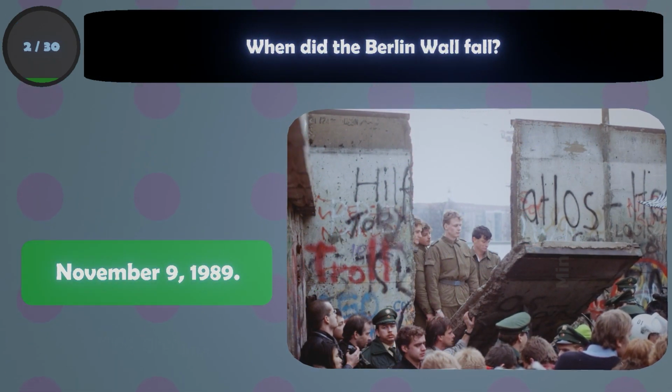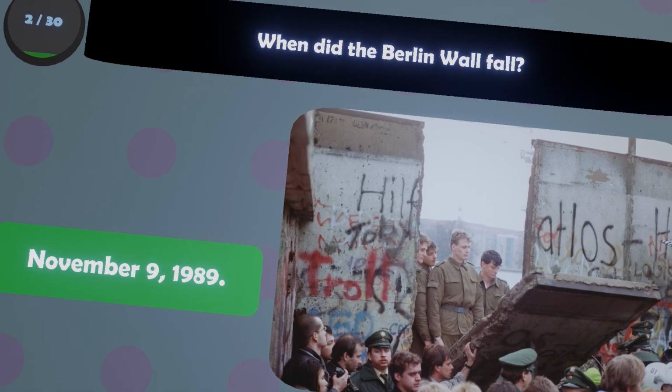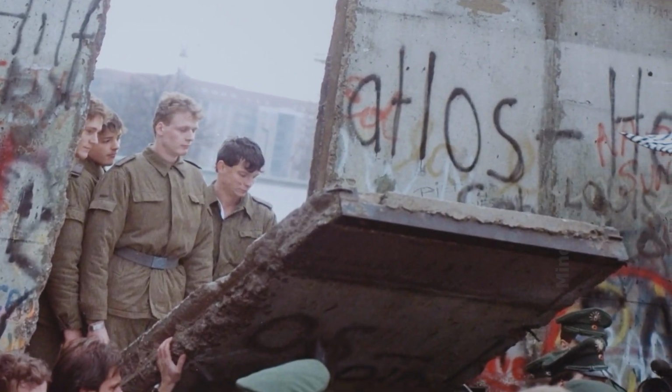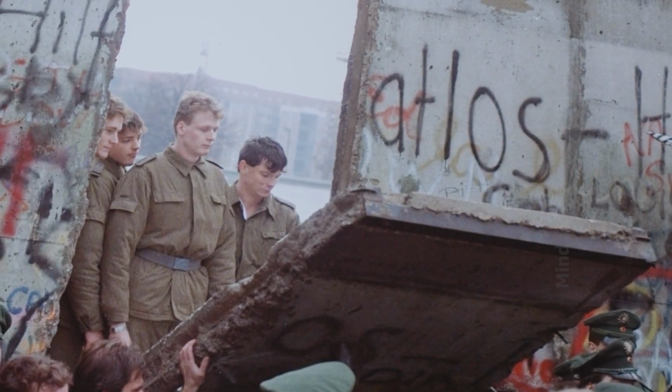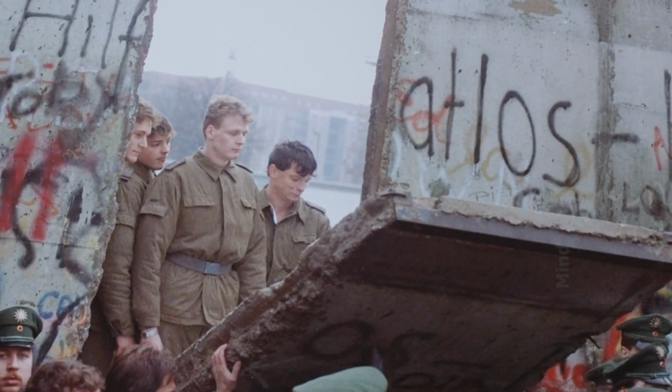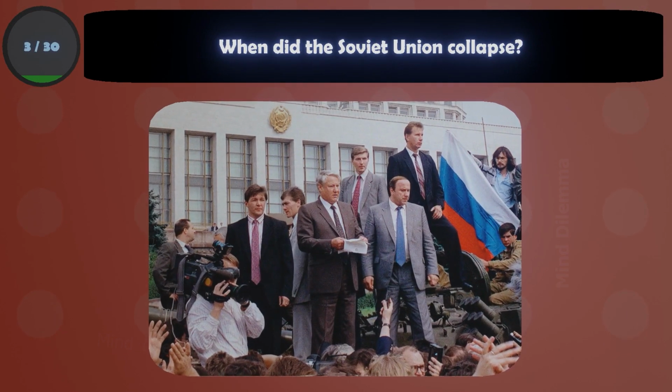It fell on November 9, 1989, 5 days after 500,000 people gathered in East Berlin in a mass protest. When did the Soviet Union collapse?